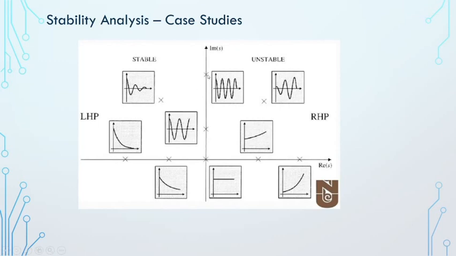When you have two poles on the imaginary axis, then your system is marginally stable. But if you have two poles on the same point on the imaginary axis, your system is unstable.